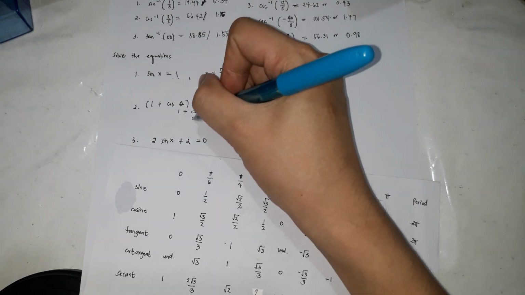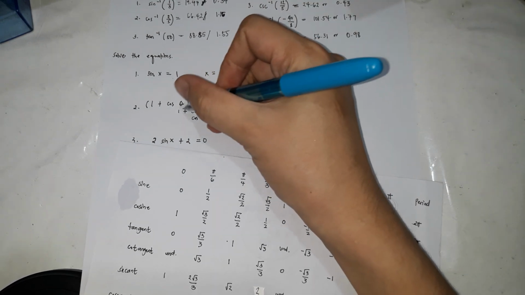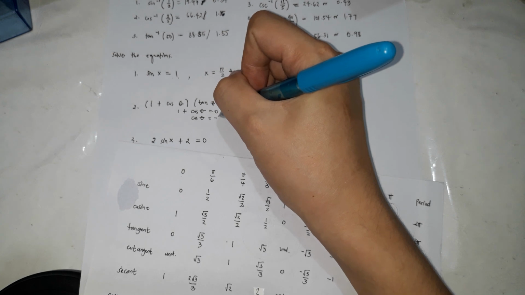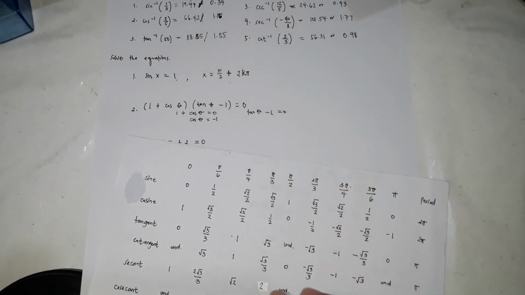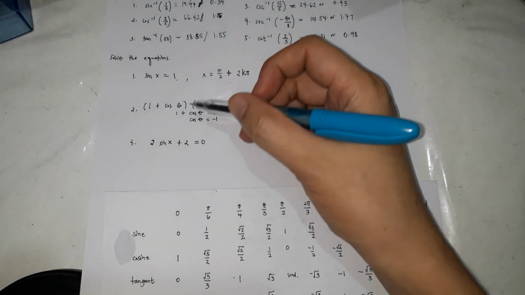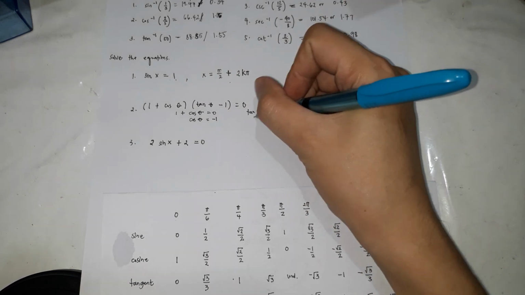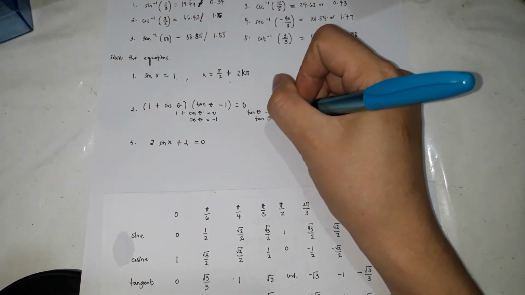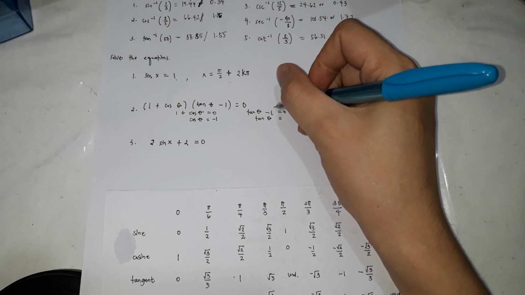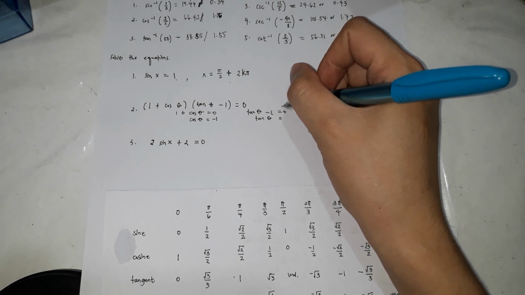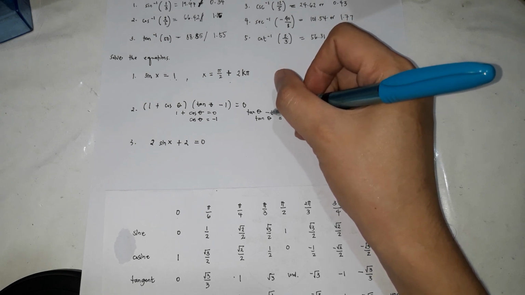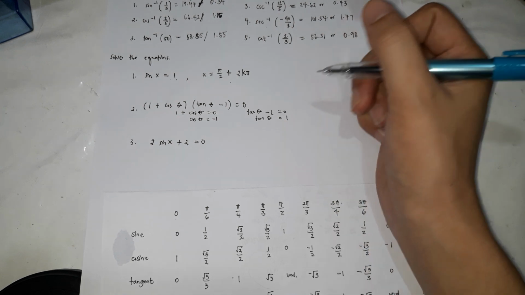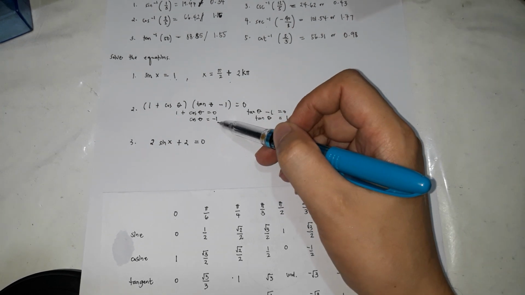In this one, cosine theta plus 1, if you transpose this, it will become negative 1, or by the addition property of equality, minus 1 on both sides. In this other side, tan theta is equal to, transpose this one, by the addition property of equality, the negative 1 becomes positive 1. So cosine theta is equal to negative 1.